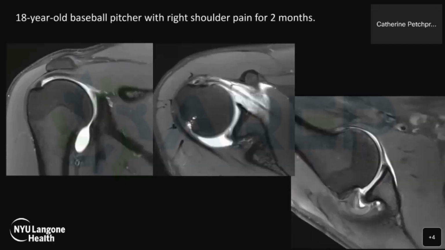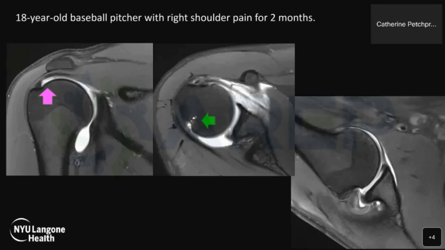This is an 18-year-old baseball pitcher with right shoulder pain for 2 months. These are MR arthrographic images in the coronal oblique and axial planes and in the ABER position. The T1 bright signal is intra-articular gadolinium, and we can see it insinuating into the articular side fibers of the rotator cuff at the supraspinatus infraspinatus junction.